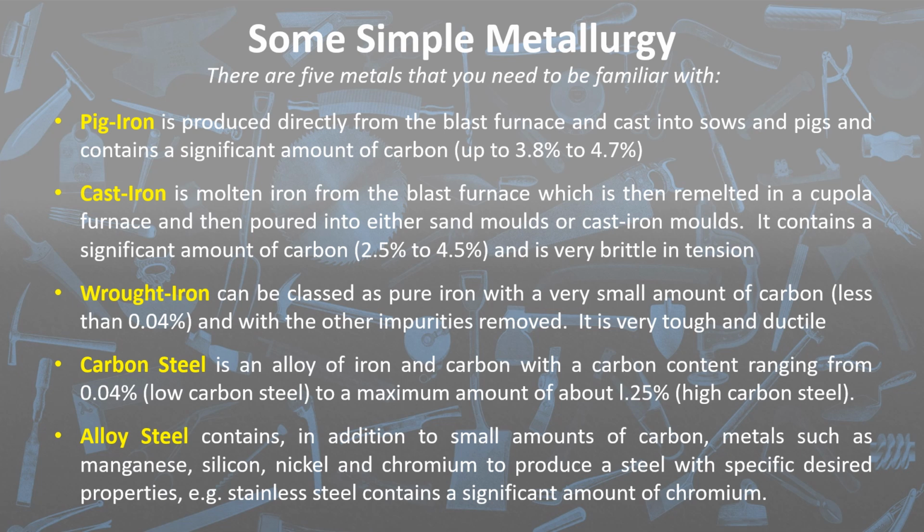Carbon steel is an alloy of iron and carbon with a carbon content ranging from 0.04% to a maximum of about 1.25%, which is known as high carbon steel. Alloy steel contains, in addition to small amounts of carbon, metals such as manganese, silicon, nickel, and chromium to produce a steel with specific desired properties. For example, stainless steel contains a significant amount of chromium.